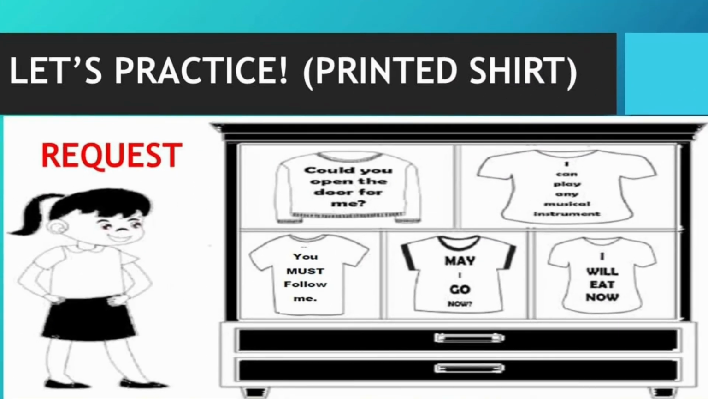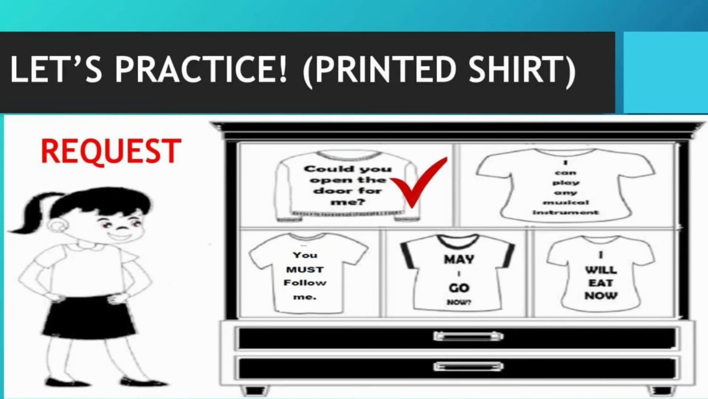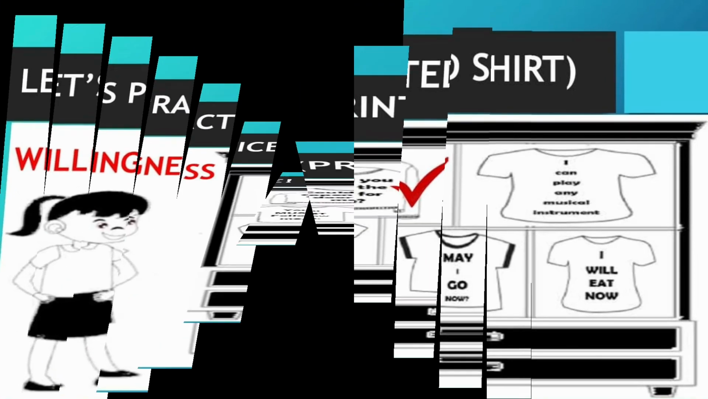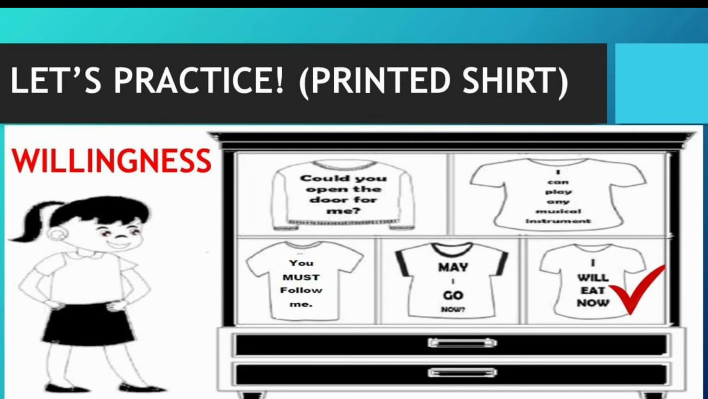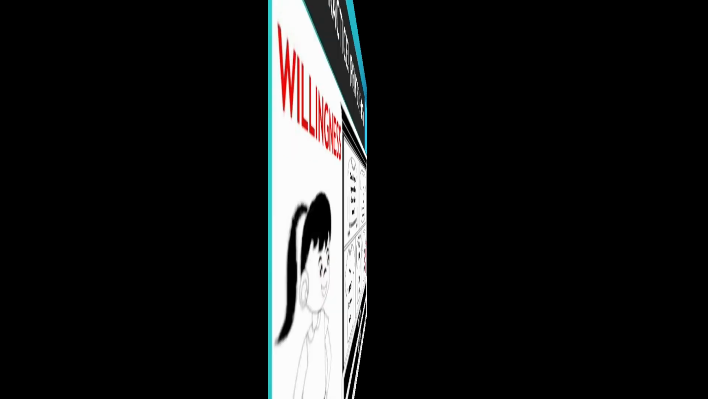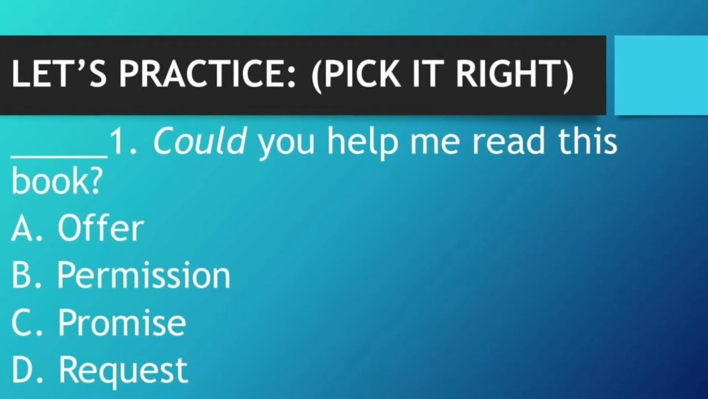Which of the shirt expresses request? Time's up. The answer is shirt number 1. Could you open the door for me? And the modal that we use is could, which is used to ask a request. And lastly, which shirt expresses willingness? Time's up. The answer is the fifth or last shirt, which has the statement, I will eat now. And the modal that we use is will. Alright, so we're done with our activity 1, which is the printed shirt.